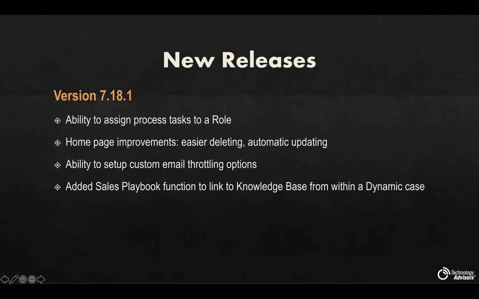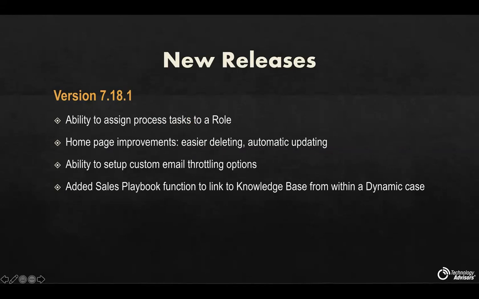Okay, so as always, we typically wrap up our user group by talking about what's new in Creatio. There have been a couple of minor releases since our last user group a few months ago. So the 7.18.1 release, some of the highlights there. First of all, there's a new function in the process designer where you can assign process tasks to a role instead of just a specific user. So if you have things that need to be done by one of a group of users, like an approval or something like that, you can now assign those tasks to a role instead of just a single user.